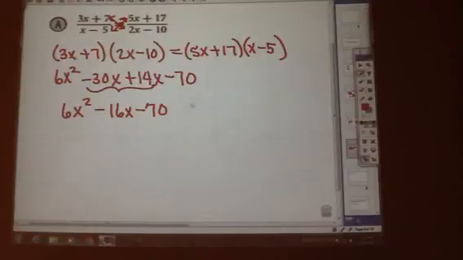On the right side of the equation, if I FOIL that, it would be 5x squared minus 25x plus 17x minus, somebody help me out, 85.